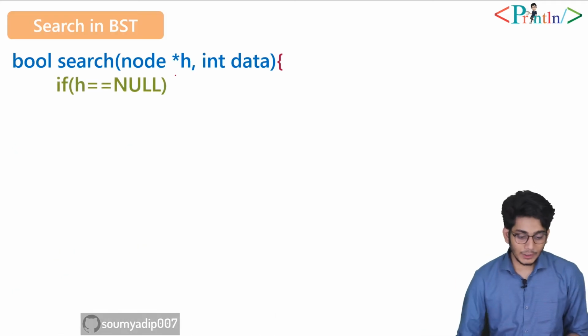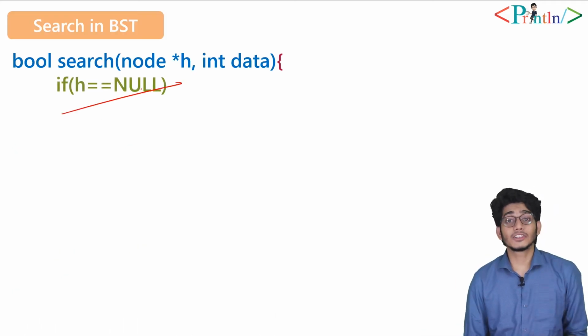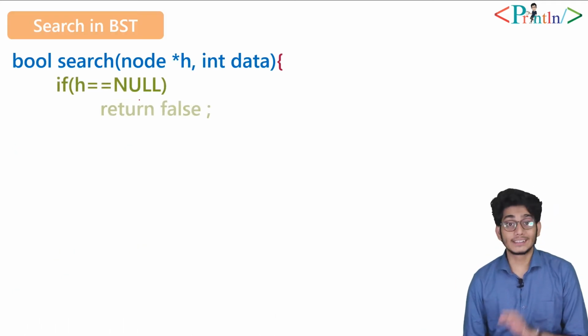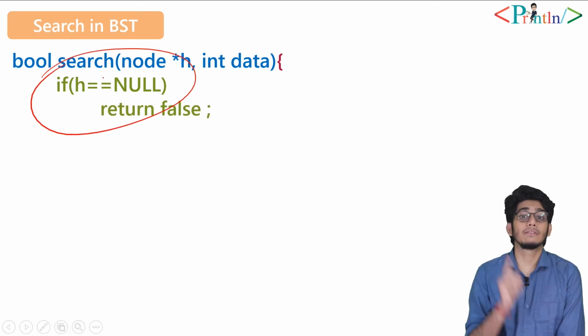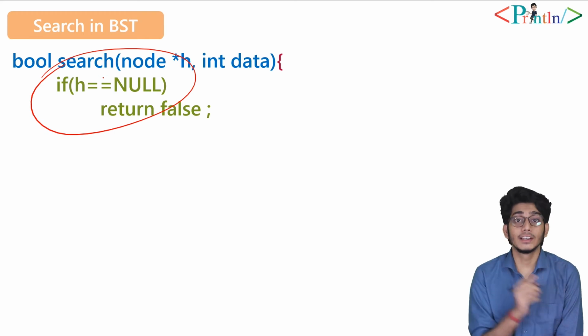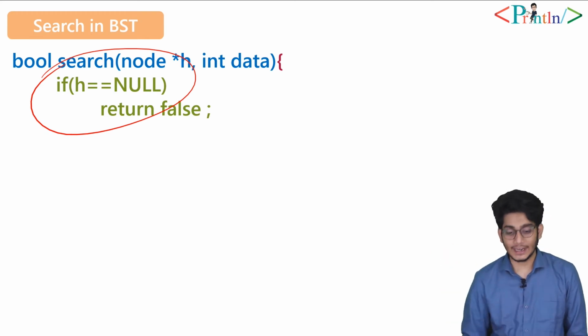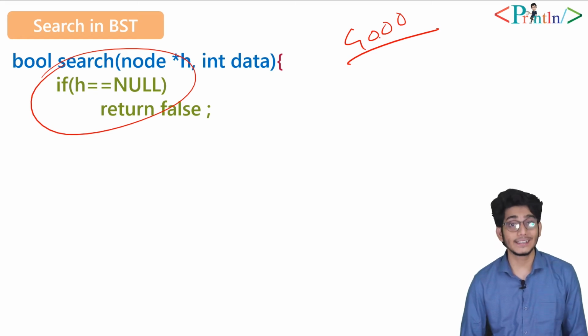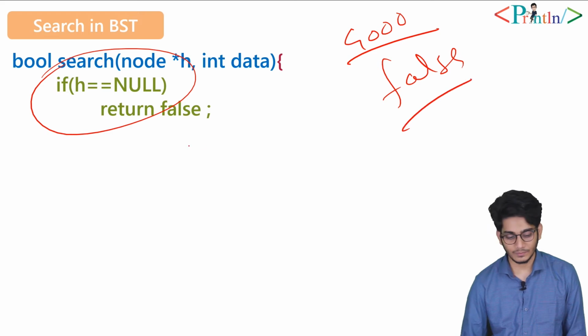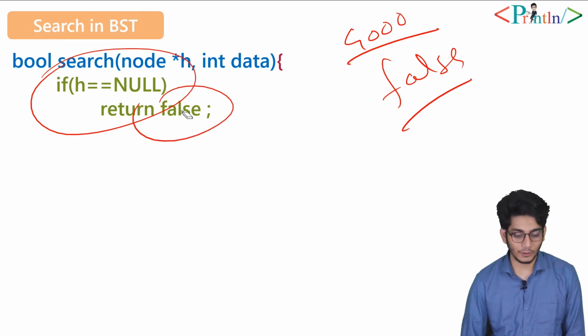So at first we'll check whether our h is equal to null or not. It's a recursive process. If our h is equal to null, it means we don't have that value within our tree. In my last slide, I discussed that if we are trying to find 4000, we don't have that 4000 in our BST. That's why we'll simply return false. So you can see that we are returning false.